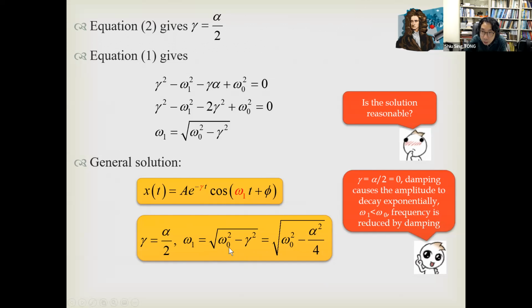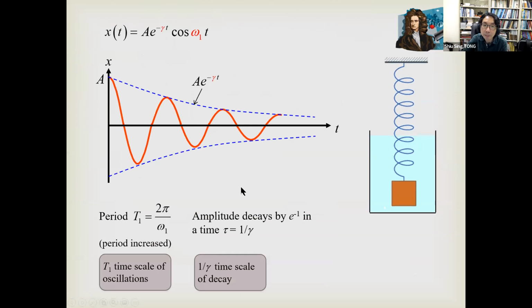frequency is the square root of omega naught square minus gamma square. So it's smaller than omega naught, because it is omega naught square minus something square, then the square root. Okay, that's something which would reduce the omega naught. So with damping, the frequency is reduced. Okay, somehow the system moves slower in the presence of external damping. That makes sense, because when you have damping, things will be getting slower.